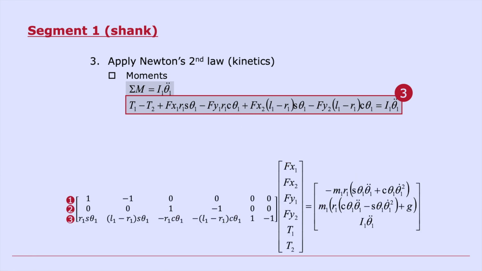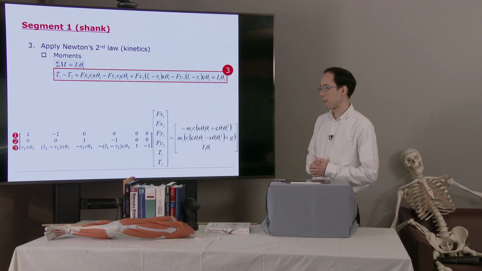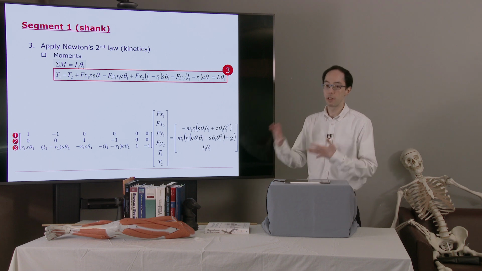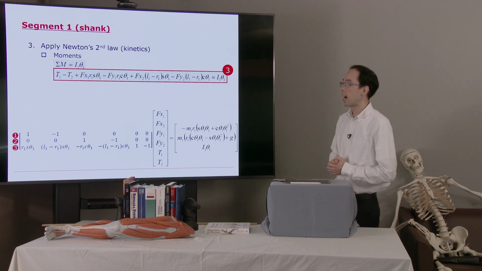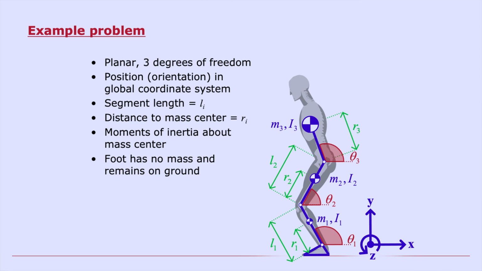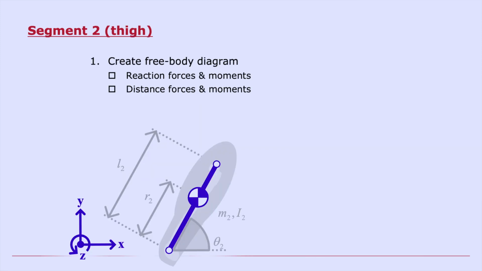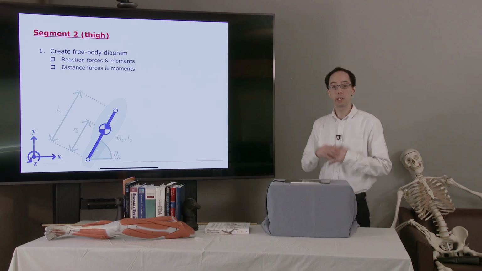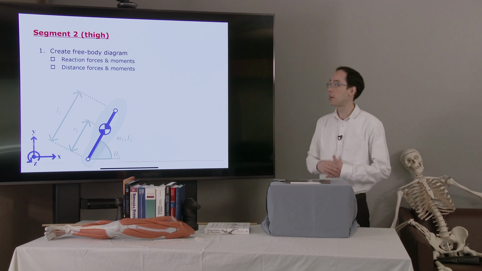Now, once again, if we had measured the ground reaction forces, we would know Fx1, Fy1, T1. So the only unknowns here would be Fx2, Fy2, and T2. We would have 3 equations, 3 unknowns, and we could solve for the reaction forces at the knee. All right, so let's move on to the next body segment. It's the thigh. All the same procedure as we saw before. So if you want the details, you can look in the textbook. We're just going to flip through these really quickly, and we'll see how our system of equations grows.